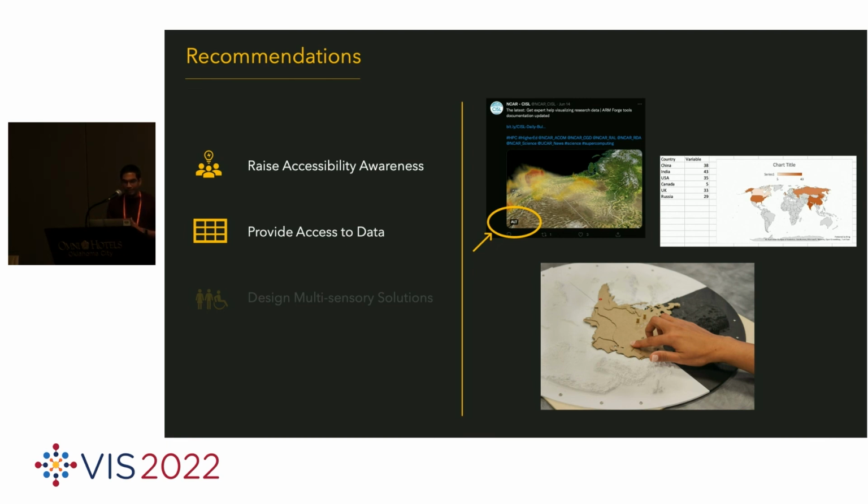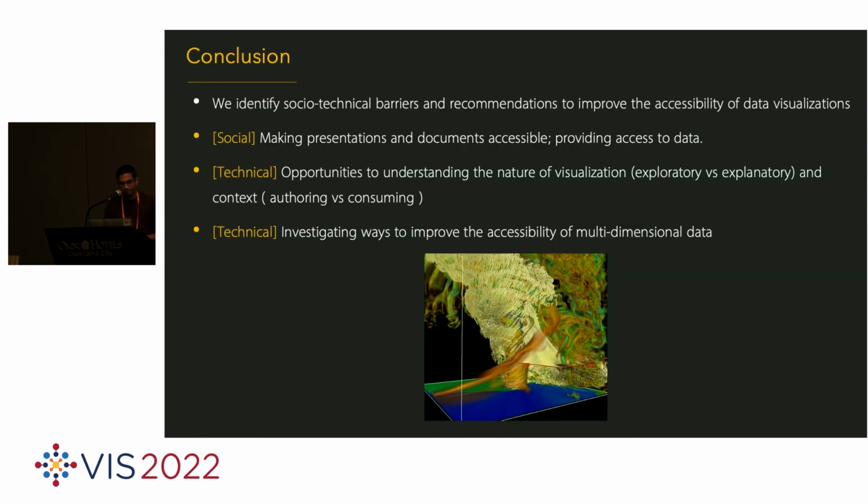So to that end, participants identified that even providing access to the underlying data would be a significant step towards improving the accessibility of visualizations. And this also requires minimal effort from the presenter's view. So in conclusion, we've identified socio-technical barriers and have some recommendations to improve the accessibility of data visualizations. These things have emerged from the interviews with people who are blind or vision impaired.